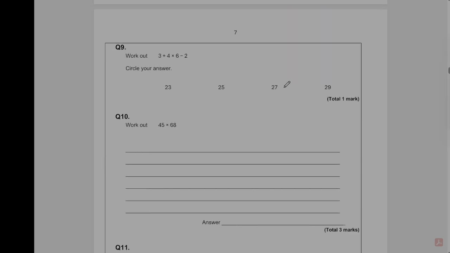Question 9. Work out the value of 4 plus 2 times by 6 minus 2. So we're looking at order of operations here. We need to do our multiplication first, so that would become 3 plus 4 times by 6, which is 24, minus 2. Then we do addition and subtraction in the order that they appear. So 3 plus 24 would be 27. Take away 2 would be 25.